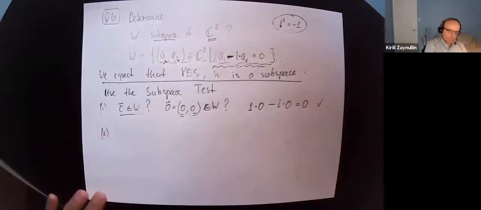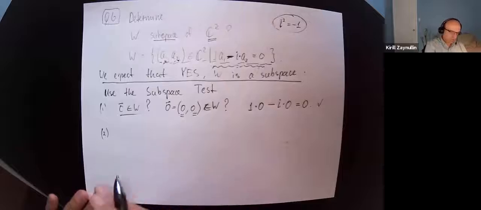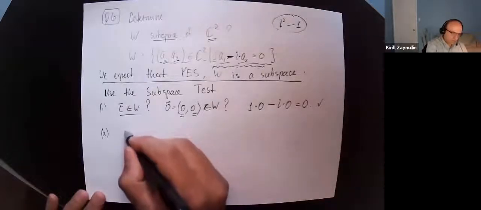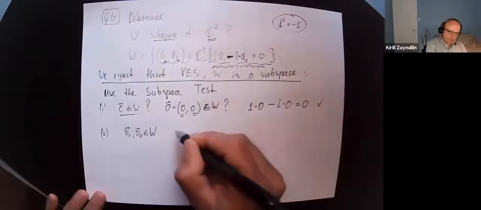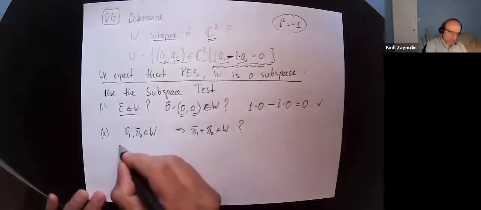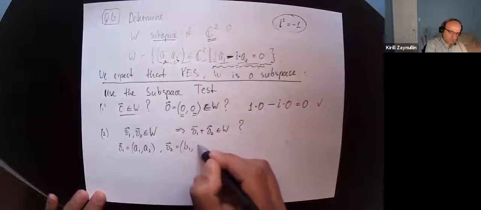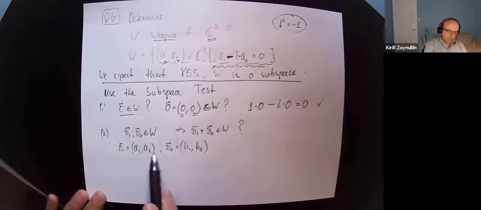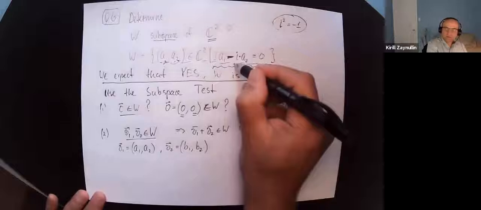Okay, second. Let's now look at the sum. The next property of the subspace test asks whether, for given two vectors, say V1 and V2 in W, it's true that the sum is again in W. So again, let's substitute. V1 is this vector, A1, A2. V2 is this vector, B1, B2. All of A1, A2, B1, B2 are complex numbers. And don't forget that we assume V1 and V2 are already in W, meaning that they both satisfy this equation.